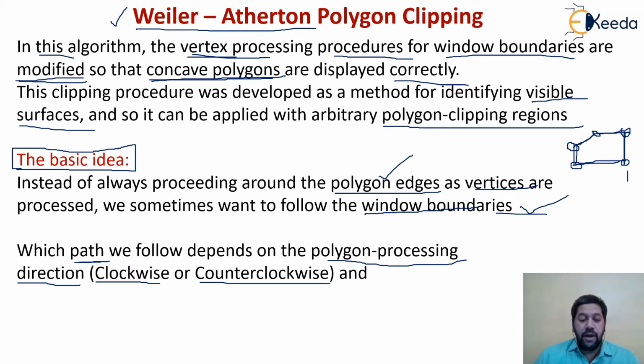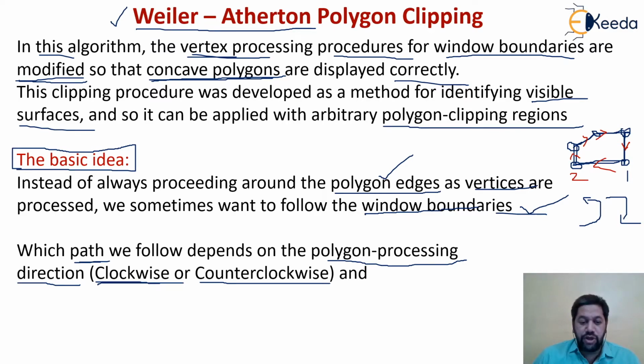Suppose I consider this my first vertex. If the polygon processing is done in the clockwise direction, it means I'm just moving in this direction, which is clockwise. If I go in this direction, then it is the anti-clockwise direction. If I'm using the clockwise polygon processing direction, then from one I will follow to this, so this is my two. Then I will follow this, so this is my third, then I will move in this direction, and so on. So this is my clockwise direction.